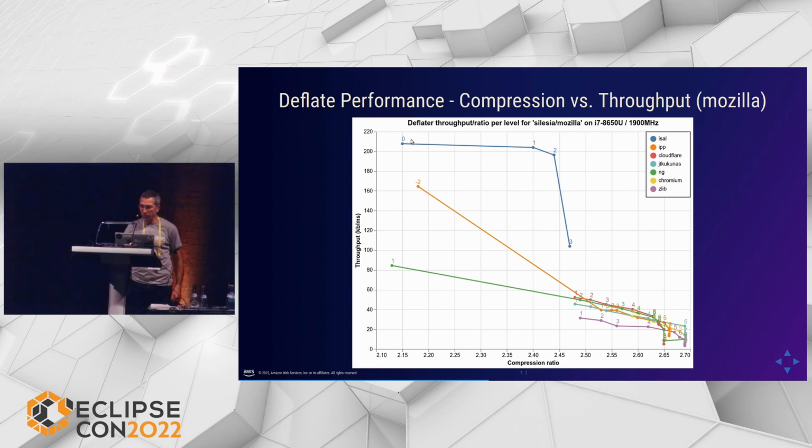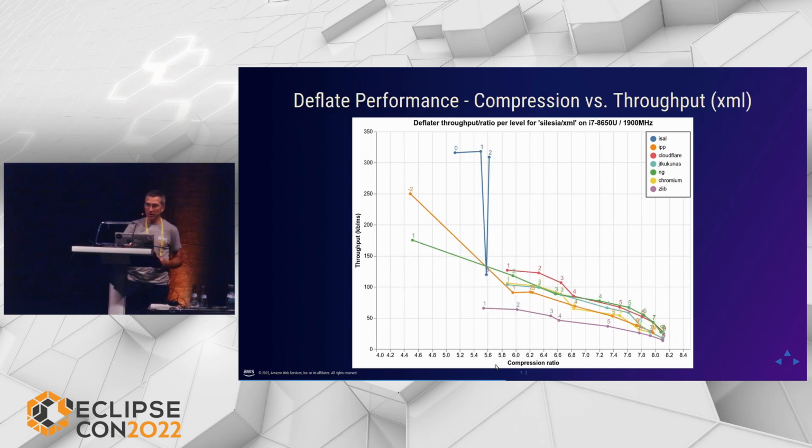So you see, for example, for the ISA-L library, compression level 0 has a smaller compression ratio, but it's very fast. It has more than 200 kilobytes per millisecond. Compression level 3 has a much better compression ratio, but it's only half the performance. And this is for Mozilla. That's a shared library which is part of the Silesia corpus. So this is a binary file, and you see the characteristics of all these other libraries on the different compression levels, and they differ.